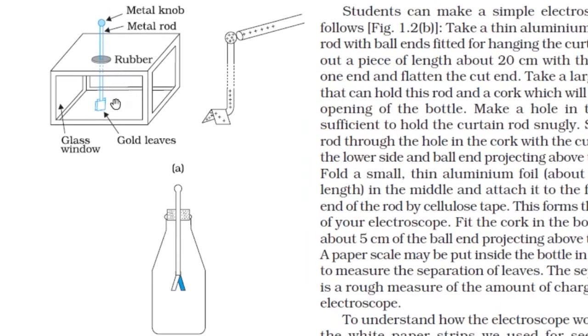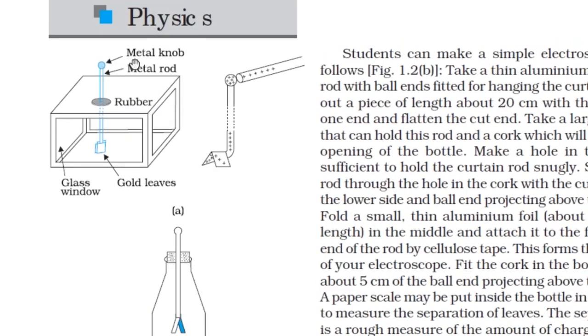Now if this is evacuated, it is an isolated system, so there is no other effect due to air or any other molecules. Now if you bring one charged body, suppose a glass rod which is positively charged, near the knob and touch it, what will happen? This is a positively charged rod, and this is a metal knob which is neutral in the beginning.